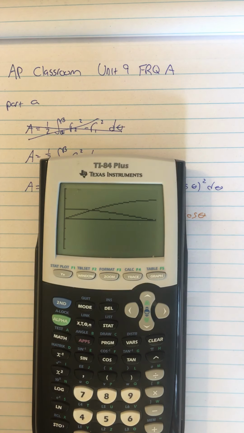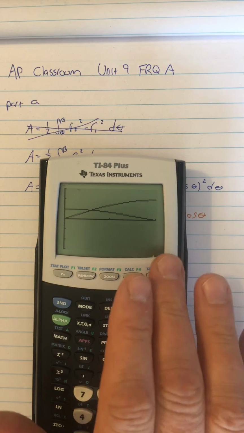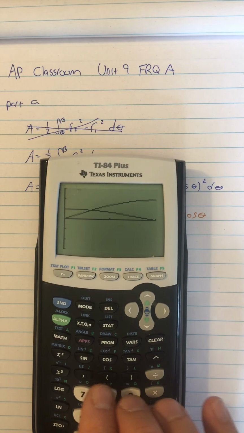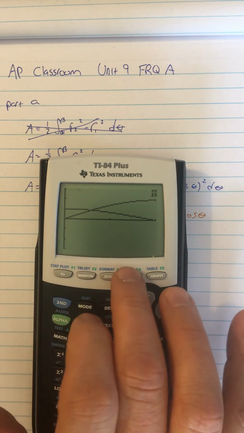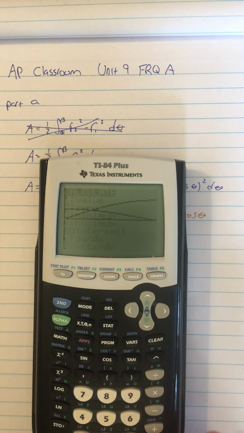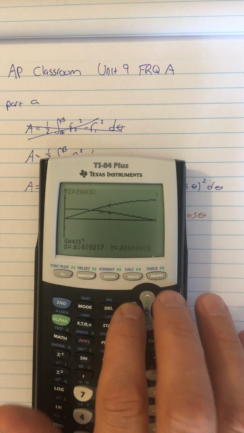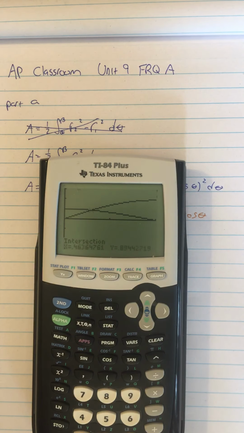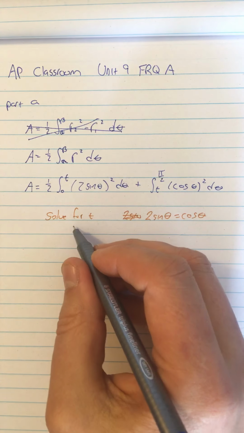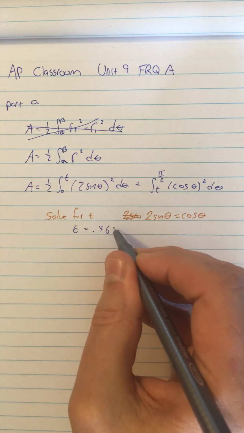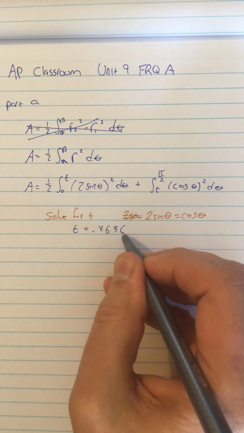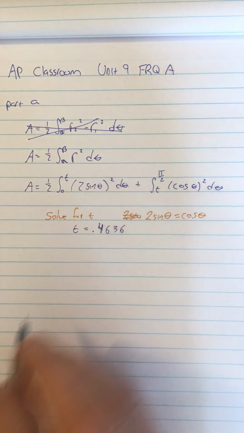So by noticing that the solution I got was outside of the interval 0 to pi over 2, I realized that I had set up the window wrong. And now that we've got that fixed, we can go second calc intersect. So calc the intersection. Is that my first curve? Yes. Second curve? Yes. Give it a nice good seed value, and we should get something that's between 0 and pi over 2. We get 0.4636, which is what a lot of you guys got. So now we know that the t is equal to 0.4636. We're not done calculating, so we shouldn't use a rounded value.